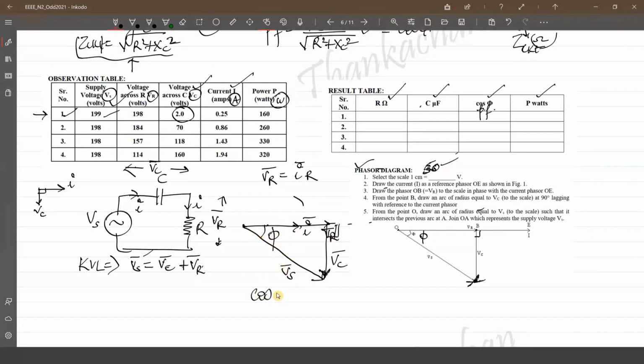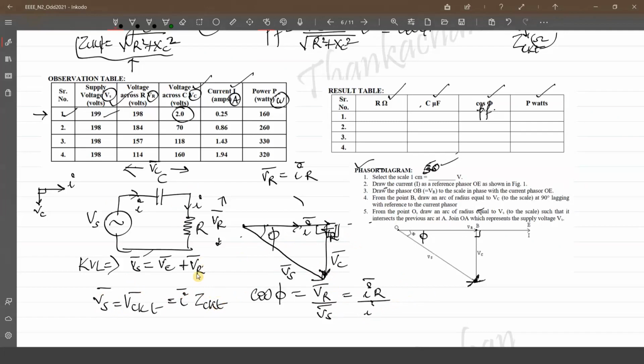And cos of phi, if you calculate, what is cos of phi? Cos of phi is nothing but base upon hypotenuse. So the base is VR, divided by the hypotenuse VS. What is VR? VR is I into R, divided by VS. For this particular case, VS is the total circuit voltage, which is equal to I into Z circuit.